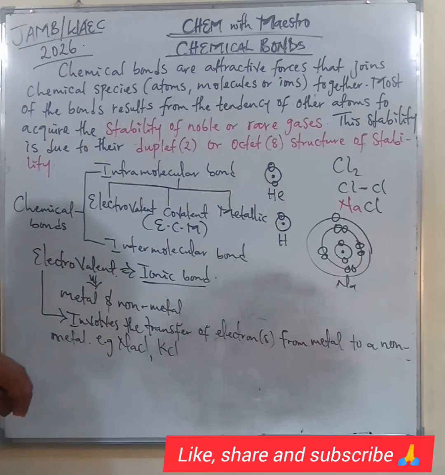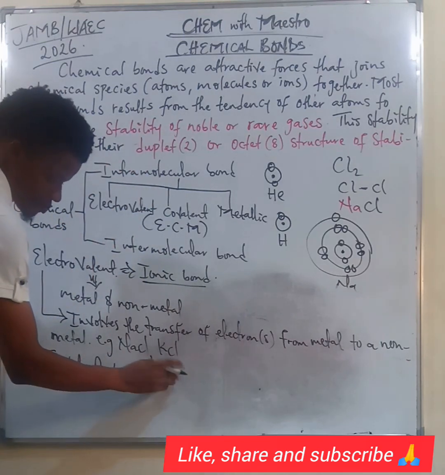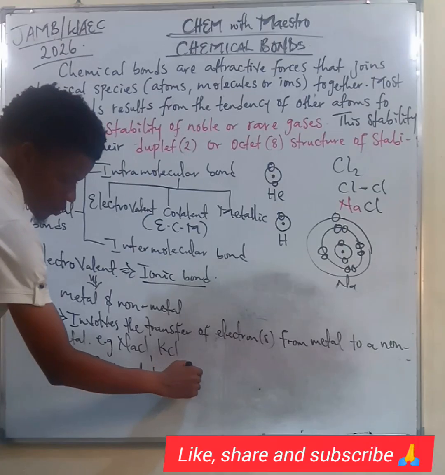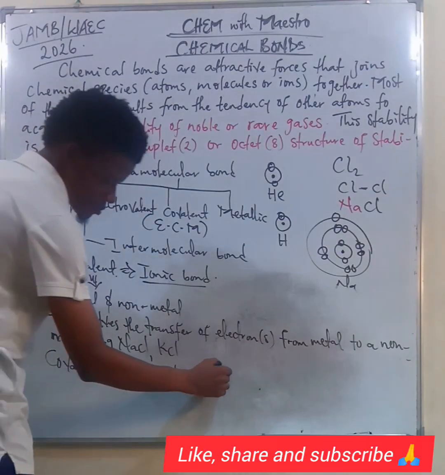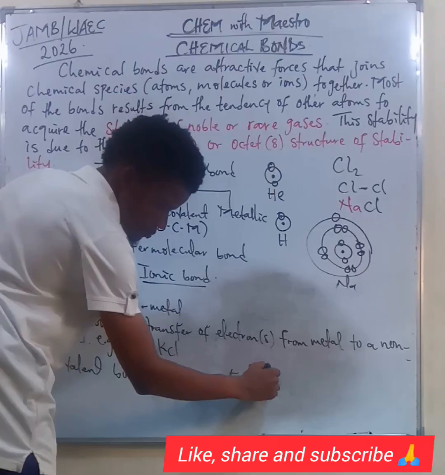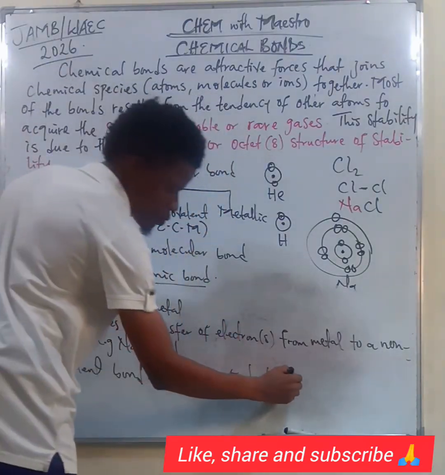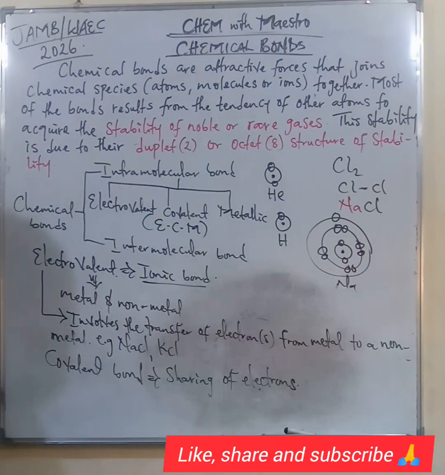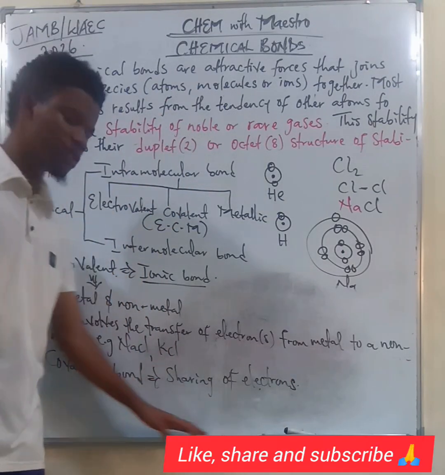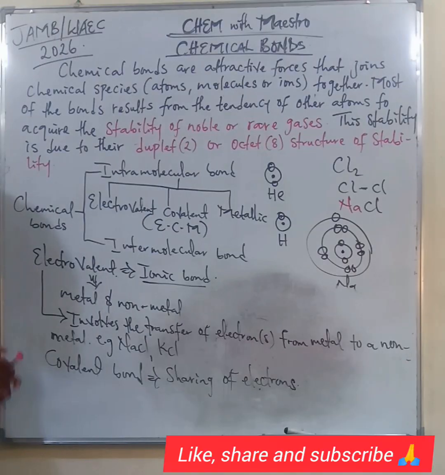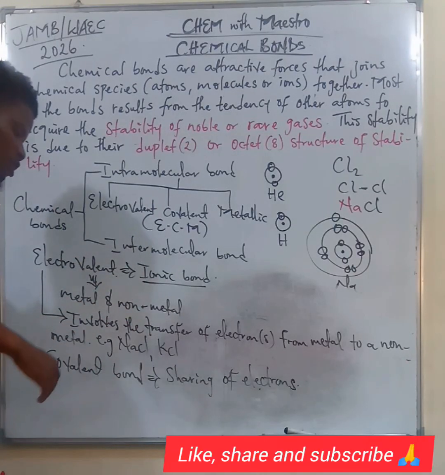Now, what is covalent bond? Covalent bond, this type of intramolecular bond results from the sharing of electrons. This bond occurs when electrons are being what? Shared. Alright? So the sharing of electrons is what leads to the formation of what? Covalent bond. The sharing of electron leads to the formation of covalent bond.